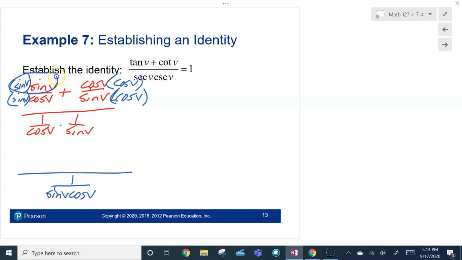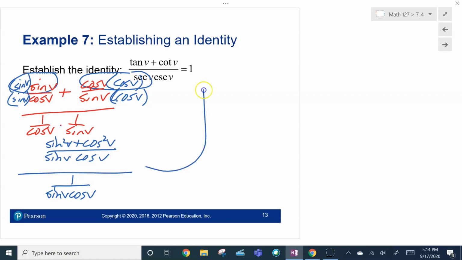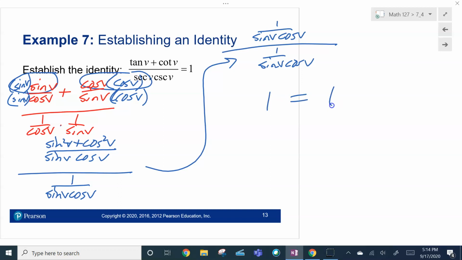All right, so the numerator we got sine squared plus cosine squared, which we know sine squared v plus cosine squared v, that's 1 on the top, over this common denominator, sine v cosine v. So this is 1 over sine v cosine v all over 1 over sine v cosine v. So it's like 3 over 3, right? What's 3 over 3? Well, that's 1. Or if you want to go ahead and multiply by the reciprocal of the denominator, you can do that as well. But hey, there we go. Established another identity.